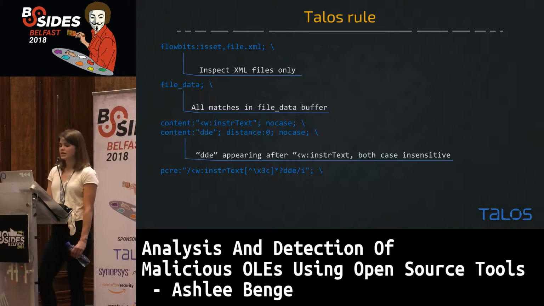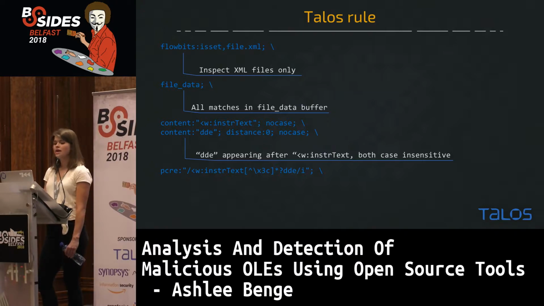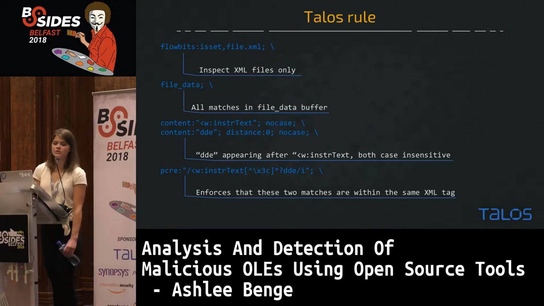We then look for DDE appearing after this tag. The reason that I have distance 0 specified here is because it just indicates to Snort that at the end of this tag we want to start looking for our second content match. If you just want to look for things appearing after each other or in a specific order, you'll probably end up using distance 0 quite a bit. And then something that we haven't seen before is the use of this pcre. So this enforces that these two matches are within the same XML tag. And the way we do that is by looking for our malicious tag, and then we check that we don't see the opening of another tag prior to DDE appearing.